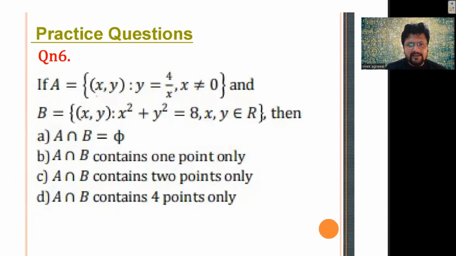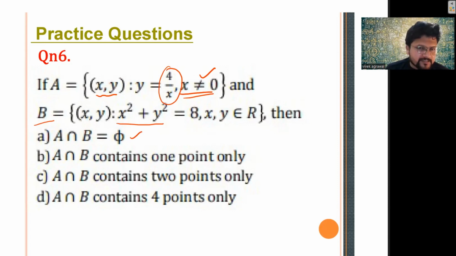Let's have this particular question. We have a set A of (x, y), where y is equal to 4 by x, and x cannot be equal to 0. That is obvious, because if we put x equal to 0, this will be not defined. There is another set B in which x square plus y square is equal to 8. Now it's asking whether A intersection B will contain only 1 point, or 2 points, or 4 points.